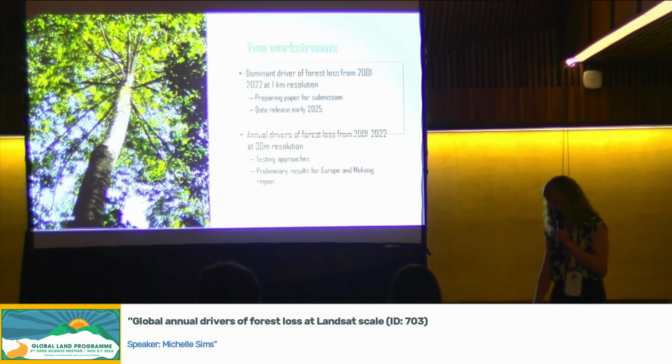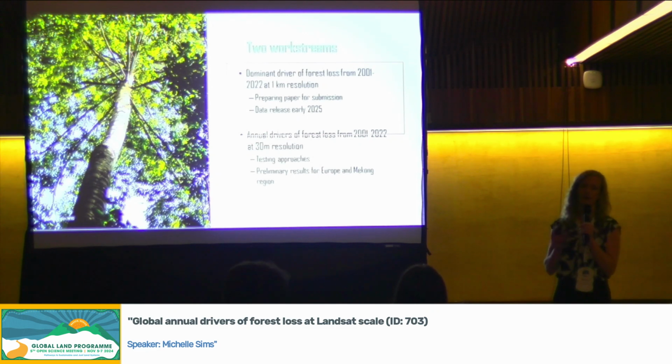So what we mean by dominant here is dominant in space, meaning that we are attributing the driver that caused the majority of loss area within each 1 kilometer grid cell throughout the whole time period. And by loss we mean loss as defined by the UMD global annual tree cover loss data. So we're building a model that can be used in conjunction with that product.